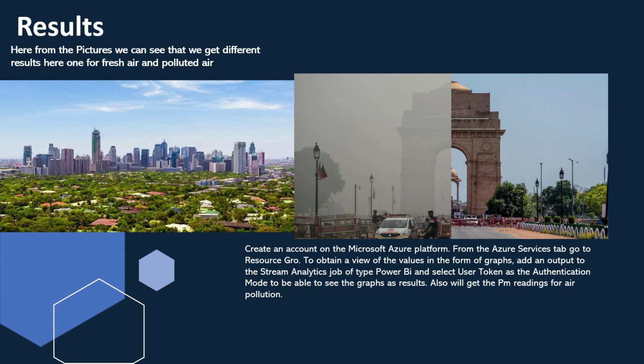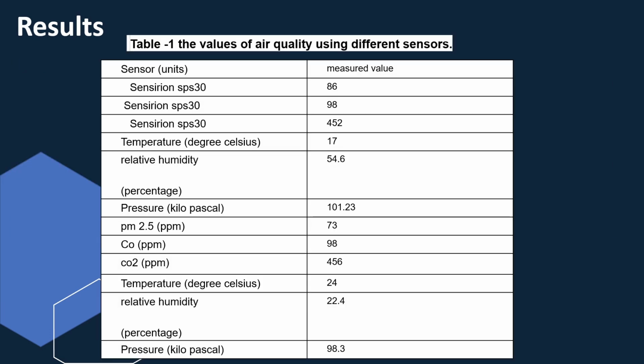Basically, we're getting the numbers, the graphs, and the values from the Microsoft Azure platform, which is an IoT based cloud platform, free to use. From the Azure service tab, we go to the resource to obtain and view the values in the form of graphs and other charts. These are the values sent by the IoT platform that we are using, that is Microsoft Azure.